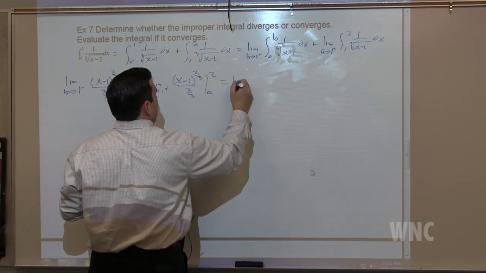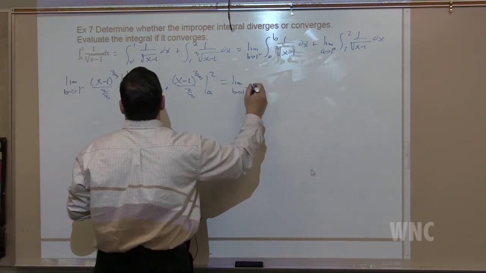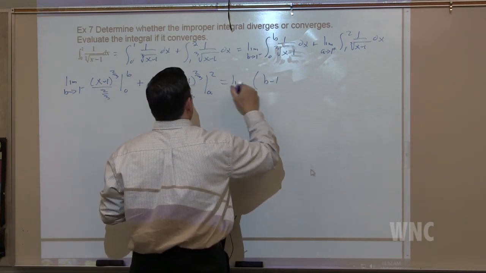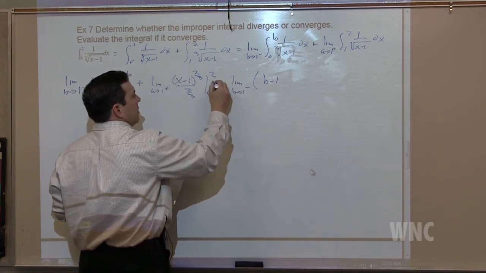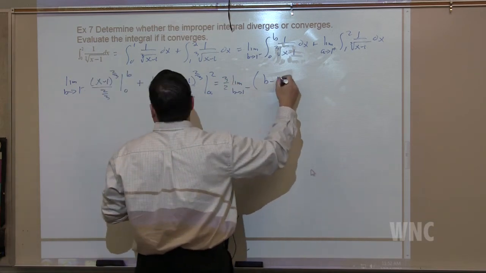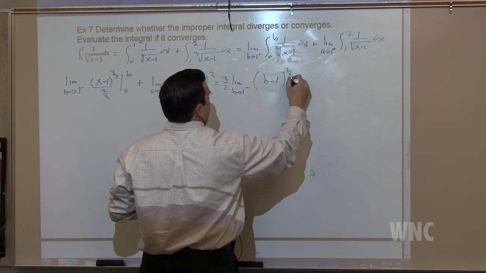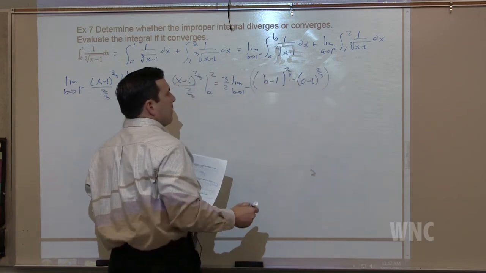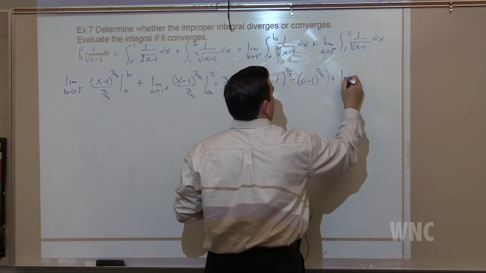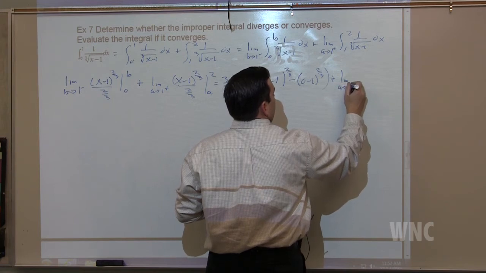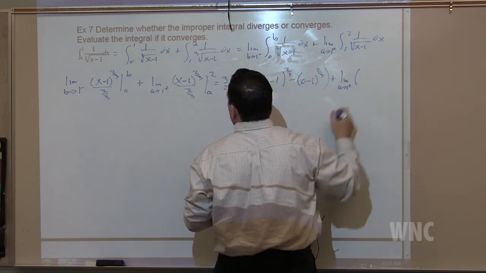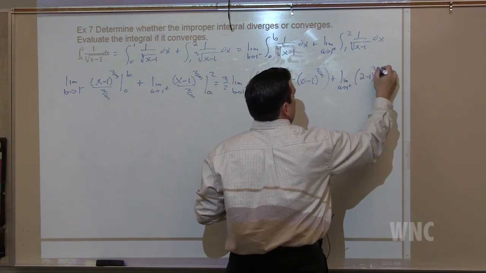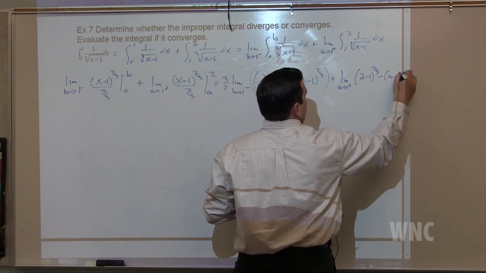So let's keep going. Limit as b approaches 1 from the left side of (b minus 1)^(2/3). I got the 2/3 there, so I'm going to pull the 3/2 out. (b minus 1)^(2/3) minus (0 minus 1)^(2/3), plus limit as a approaches 1 from the right side of (2 minus 1)^(2/3) minus (a minus 1)^(2/3).